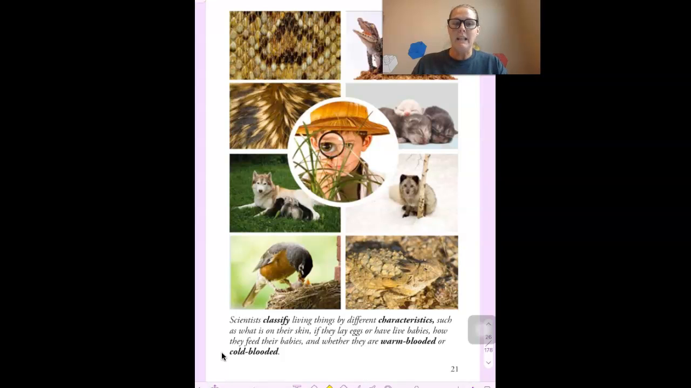Scientists classify living things by different characteristics, such as what is on their skin, if they lay eggs or have live babies, how they feed their babies, and whether they are warm-blooded or cold-blooded. That picture and caption really sums up what we just read on page 20.